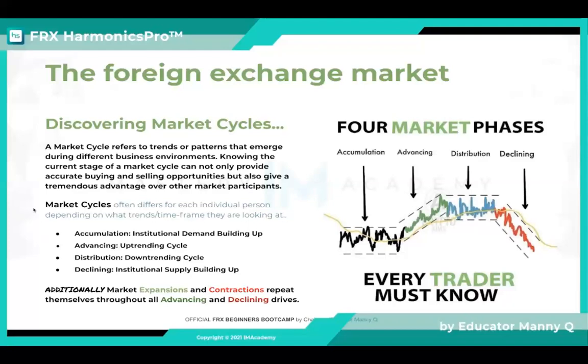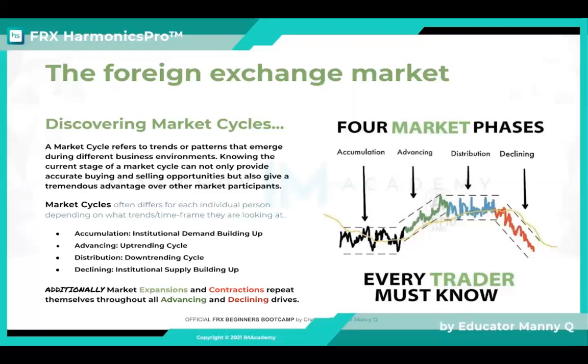So let's talk about this, right? Market cycles often differ for each individual person depending on what trend or time frame they're looking at. What do I mean here? I mean that there are market cycles happening on the 4-hour. There are market cycles that are happening on the daily. There are market cycles that are happening on the 1 hour. There are market cycles that are happening on the 15-minute. If you're scalping the market, there are market cycles that are happening on the 1 minute and the 5 minute inside of the market. So you have to learn how to just simply identify these market cycles.